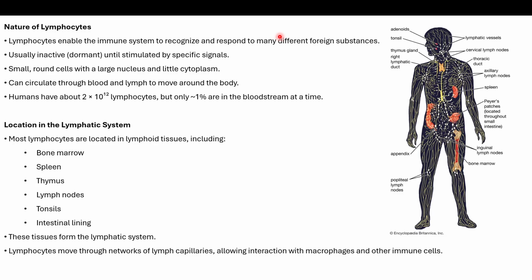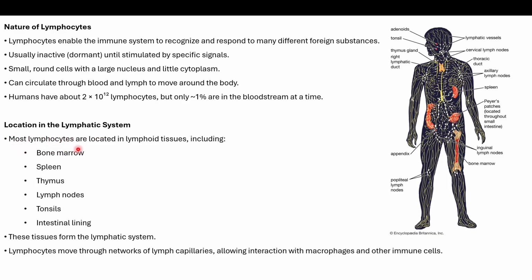lymphocytes actually enable the immune system to recognize and respond to different foreign substances. Okay, and it's usually inactive or dormant until it gets activated by specific signals. So lymphocytes are, very broadly, small rounded cells with a large nucleus and little cytoplasm. And lymphocytes can circulate through blood and lymph to move around the body. And humans have approximately 2 into 10 to the power 12 lymphocytes, but only nearly 1% are in the bloodstream at a time. So where are the rest?